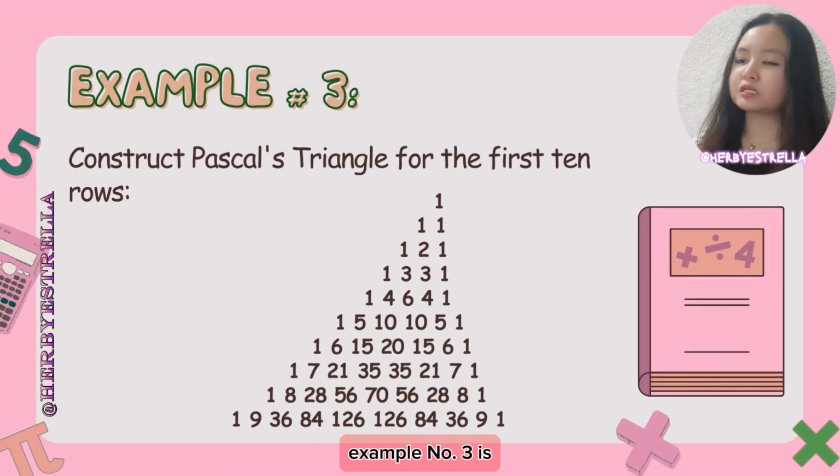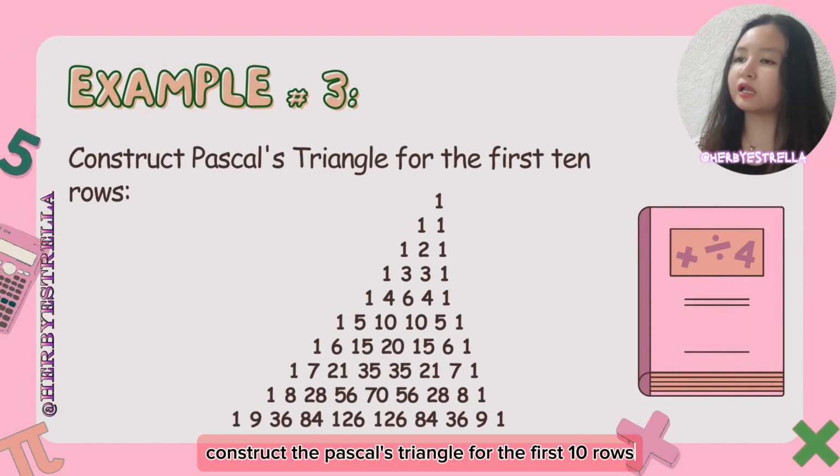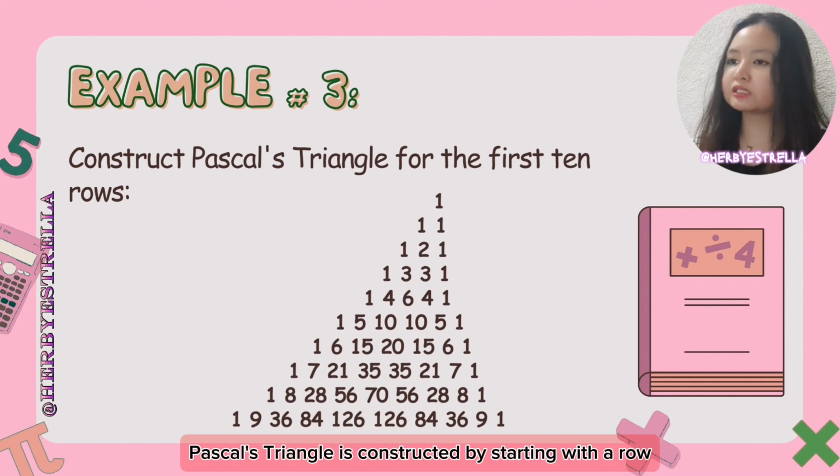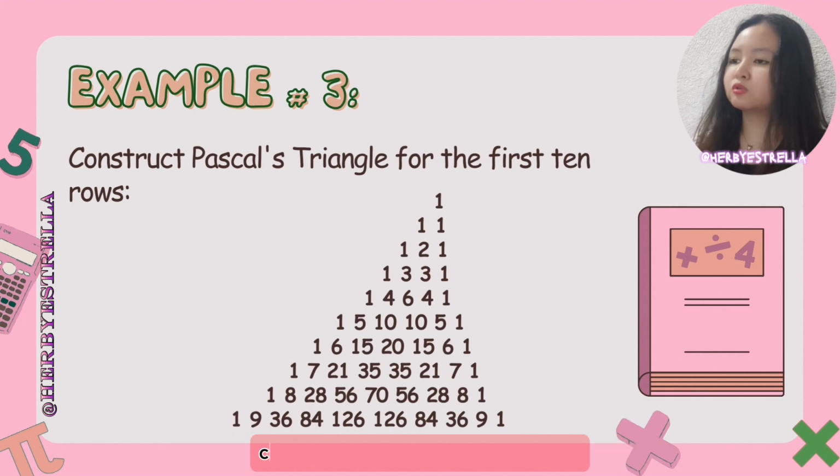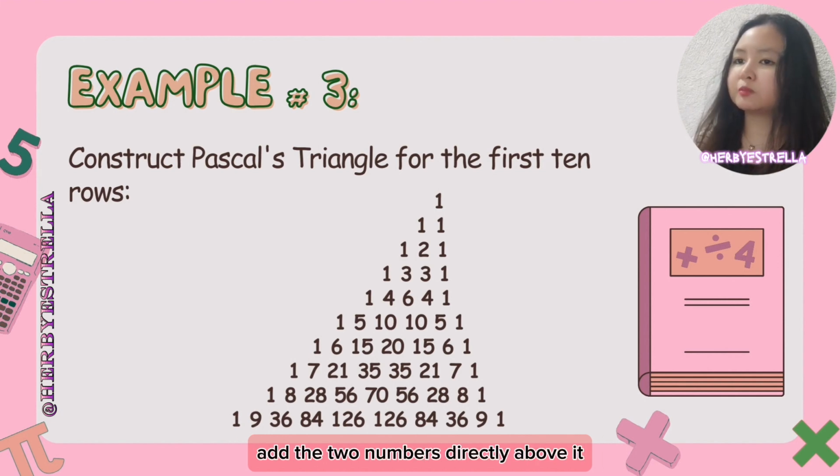Example number 3 is, construct the Pascal's triangle for the first 10 rows. Pascal's triangle is constructed by starting with a row containing only the number 1. Each subsequent row begins and ends with 1. To fill in the interior numbers of each row, add the 2 numbers directly above it.